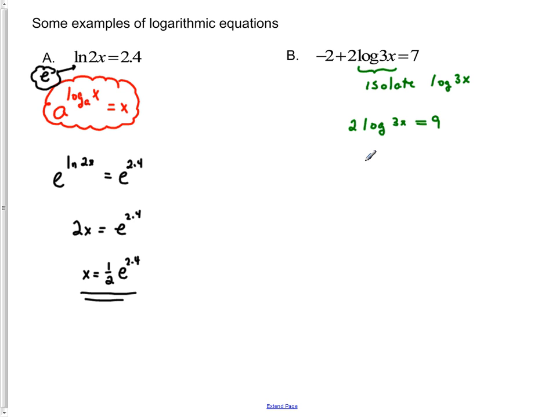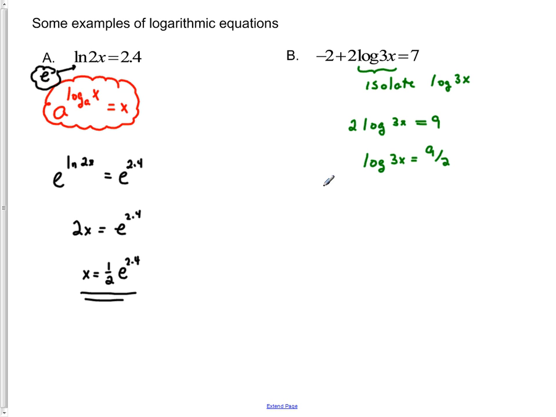All right, so now another step right here. We need to get the logarithm all by itself. That 2 will never fly. So what we have to do is divide both sides by 2. And now we're going to get our logarithm of the quantity 3x equals the fraction 9/2.